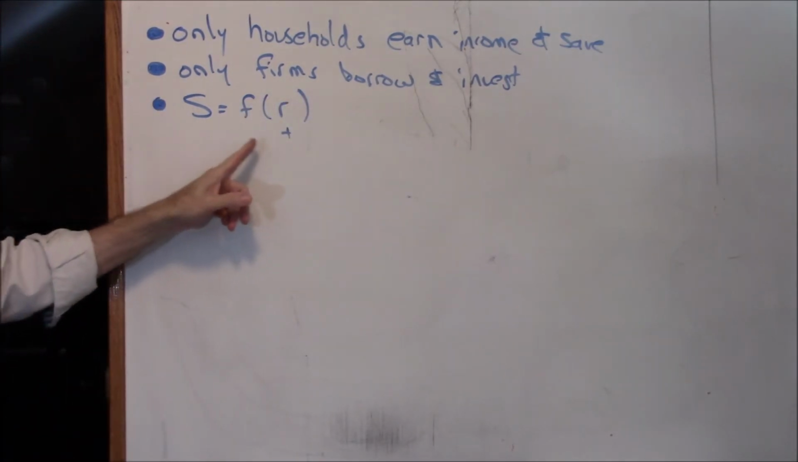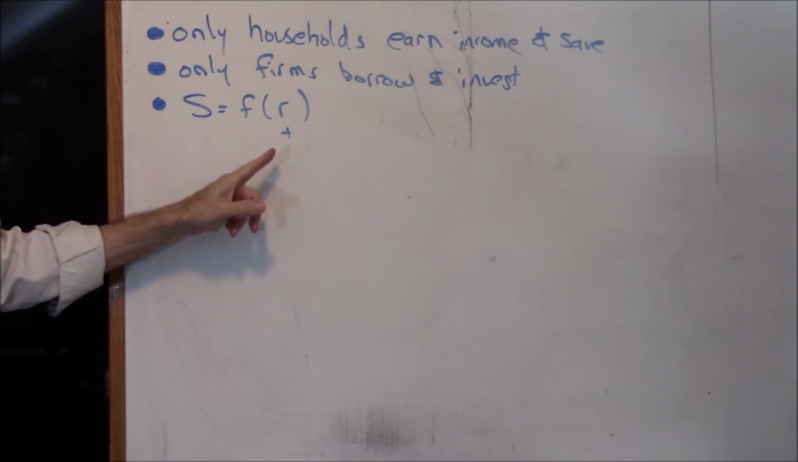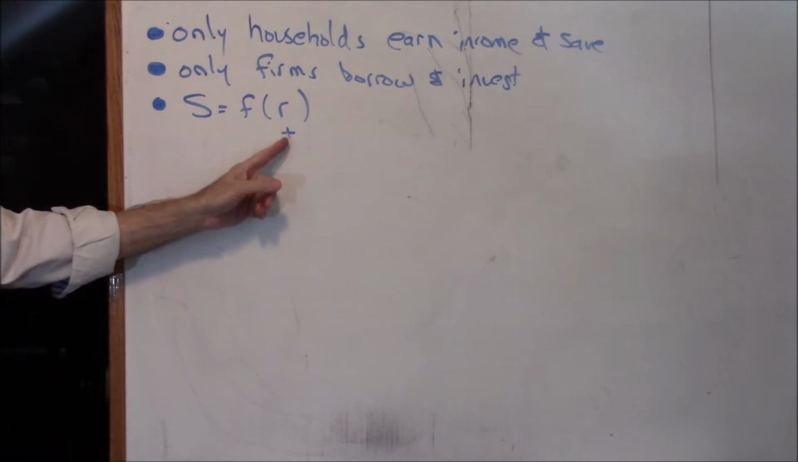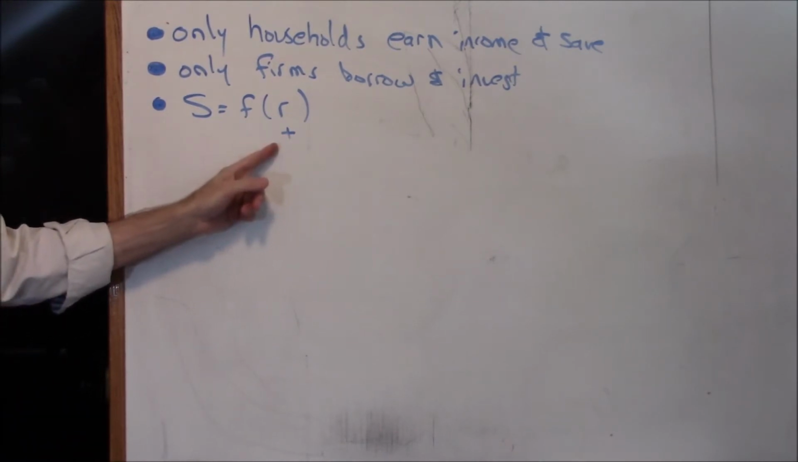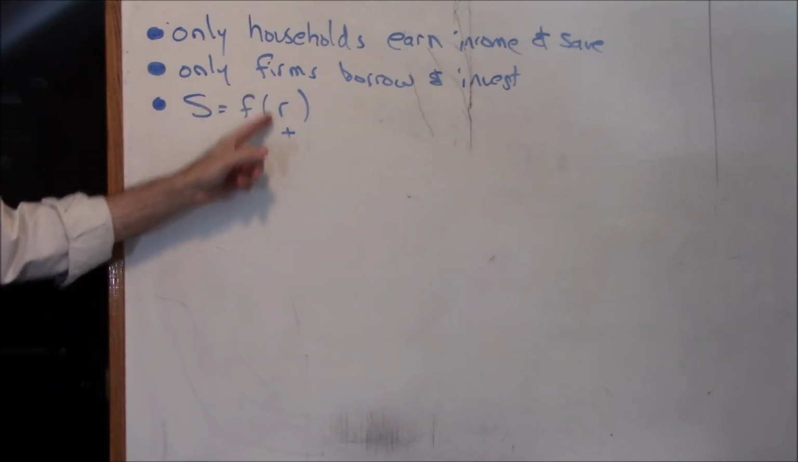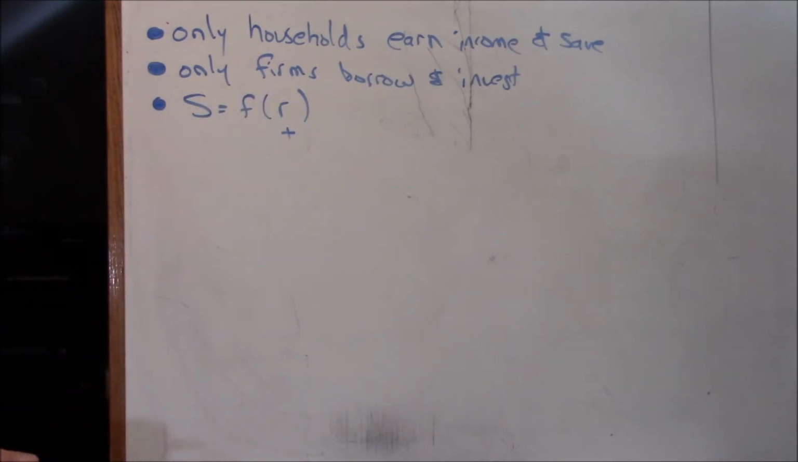Savings is a positive function of the interest rate. When interest rates go up, people save more. When interest rates go down, people save less. So plus means same direction. It doesn't mean up, it means same direction. When R goes up, S goes up. When R goes down, S goes down. So we're going to assume that people are willing to save more when they are rewarded more for saving.